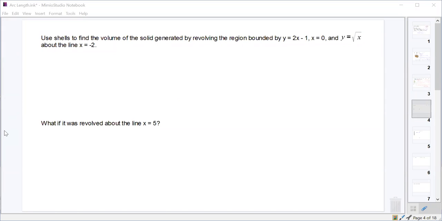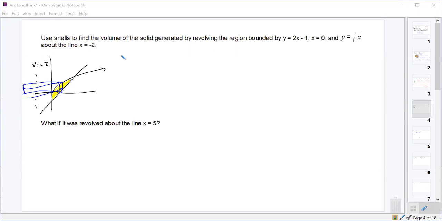All right, so first off, hopefully we sketched it. So 2x minus 1 and root x and x equals 0. Okay. So we're looking at this whole region right here in yellow. And not necessarily bounded by the x-axis, didn't say first quadrant or anything. So looking at that region, and we're going around something over here, x equals negative 2, that is vertical. So we'll sketch our rectangle vertically, and we'll revolve it around there. That looks awful, but that's what it's going to generally look like.